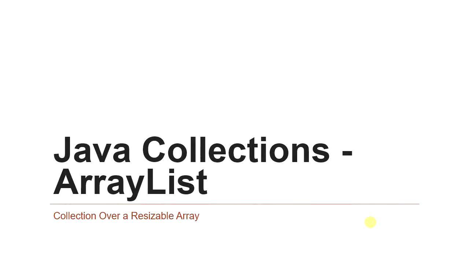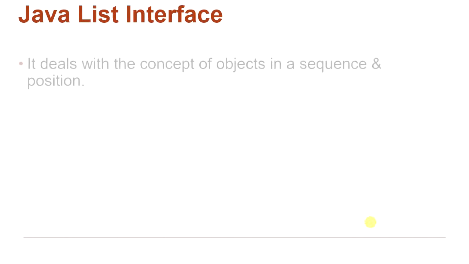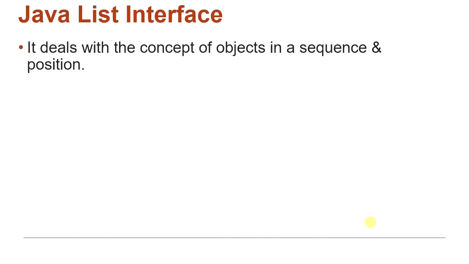Hello friends, in this video we are going to look at our first collection, ArrayList. ArrayList is a collection over a resizable array. Before we move into ArrayList, we will look at the list interface. The list interface deals with the concept of objects in a sequence and position.